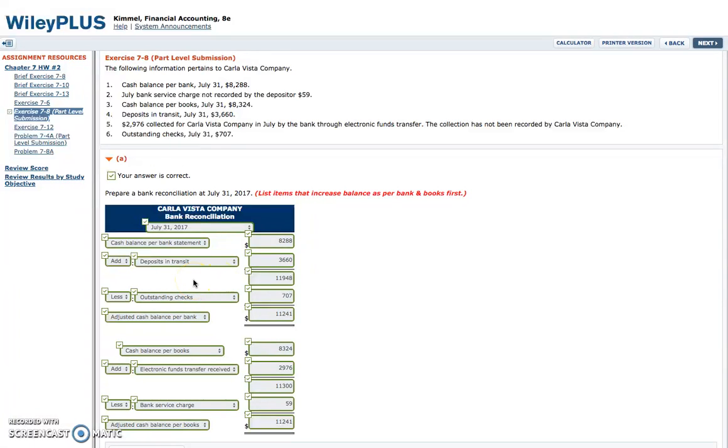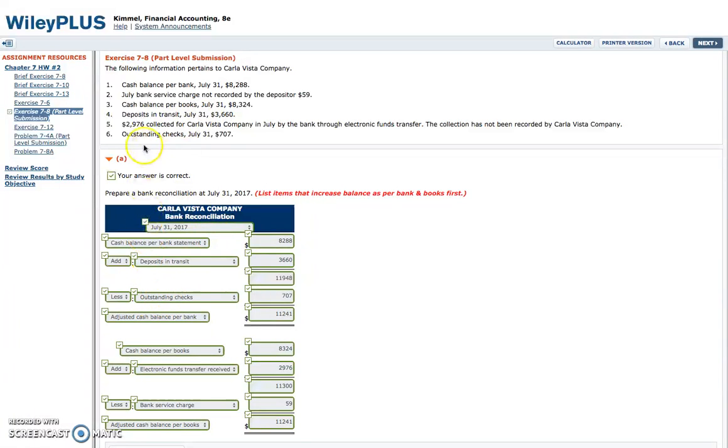Now, our step 2, we need to subtract any outstanding checks. So we have an outstanding check here. Sorry, I don't know if I showed you this. Step 4, deposits in transit, there is the 3660. That's where I get that number.